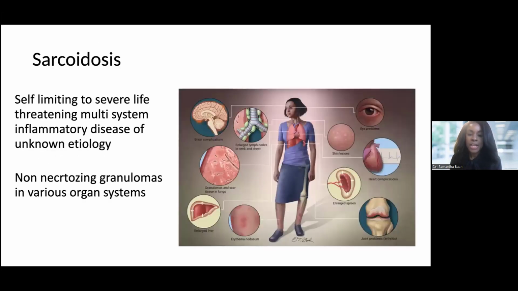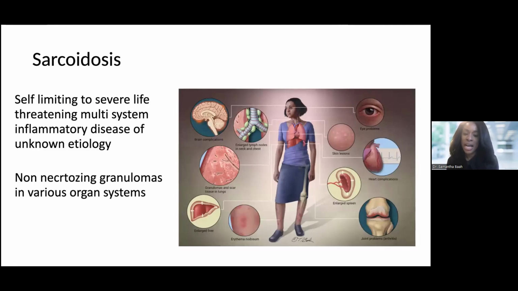So all the above. So our patient had sarcoidosis, which is a self-limiting to severe life-threatening multi-system inflammatory condition, and we really don't understand why it happens. It behaves very similarly to an autoimmune condition, but is not technically an autoimmune condition.